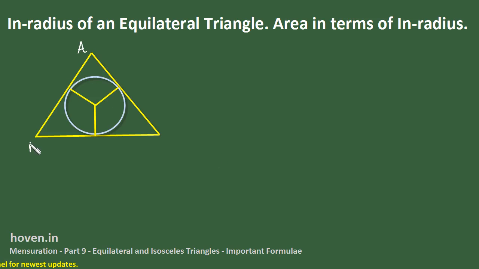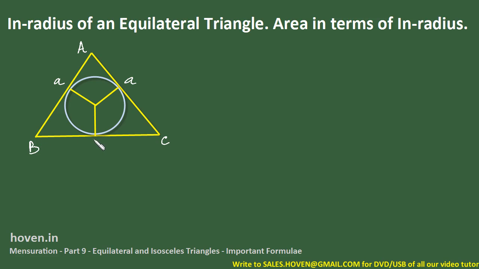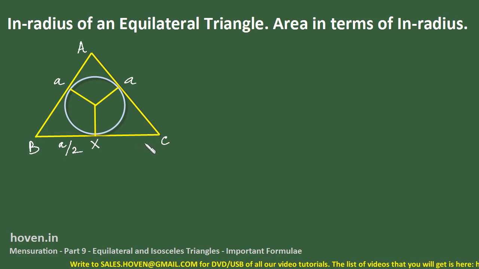Let ABC be an equilateral triangle. This side is A, this side is also A. And because of the general symmetry of an equilateral triangle, we can say that BX is equal to A by 2, and the remaining will obviously be equal to A by 2 because of the symmetry. And we can even prove geometrically that if the incircle meets the side BC at point X, then X will be the perpendicular bisector of the side BC. So BX will be equal to A by 2.